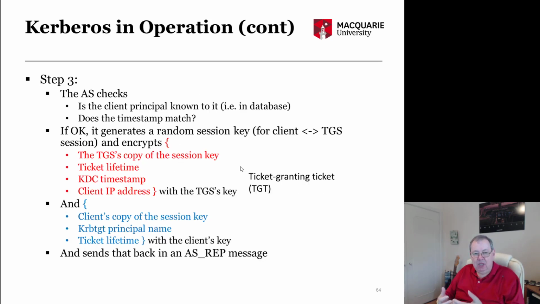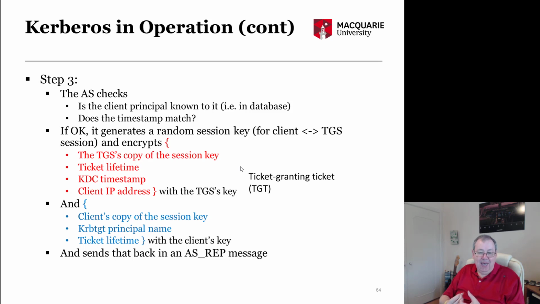So, in step 3, the authentication server checks, do I know about this client principal? Do I know this user? Is he in my database? Step 2, does the timestamp match? Are we within 5 minutes of the timestamp that's given in the AS request message? This is to avoid replay attacks. Now, if both of these are correct, if the client principal exists in the database, then the authentication server can extract the correct key for that client principal.